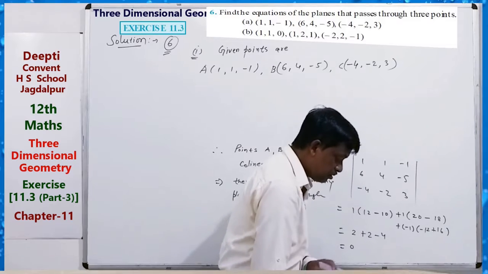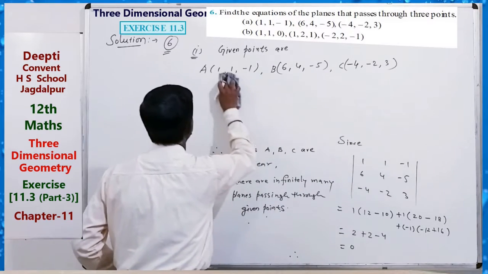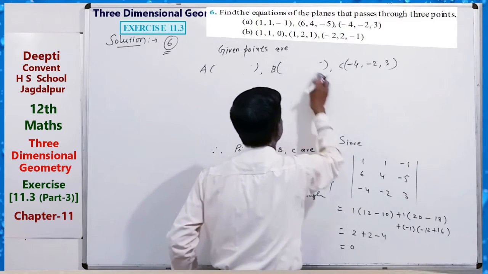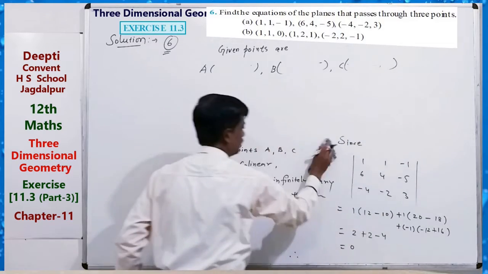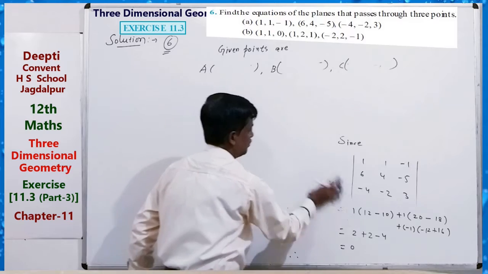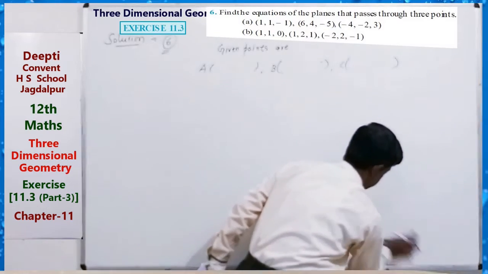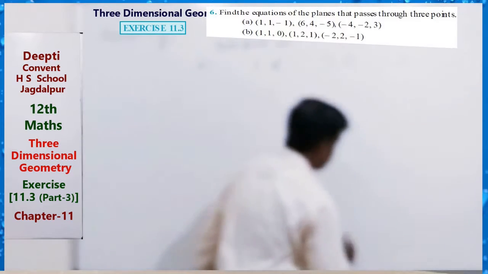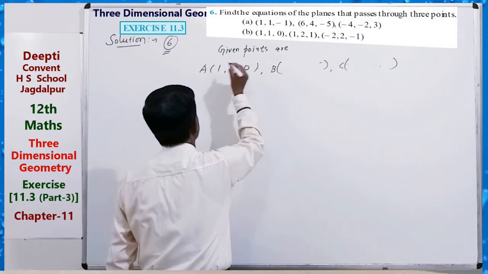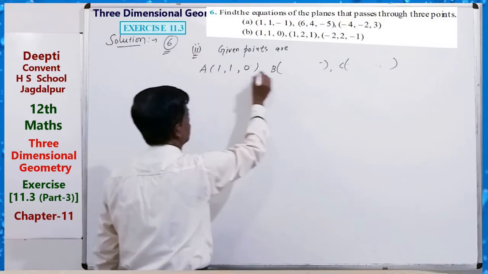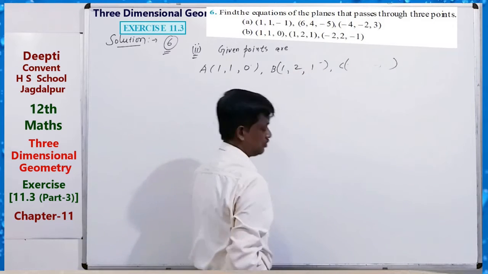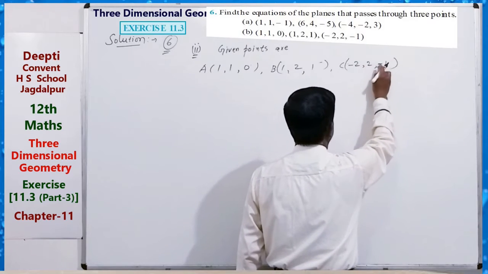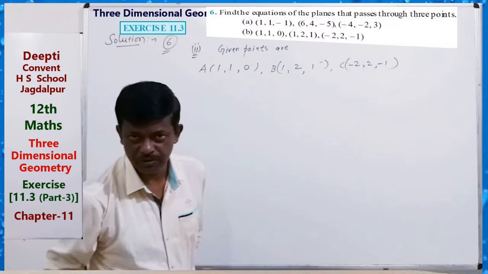Now the second set of points. The points given are 1, 1, 0; 1, 2, 1; and minus 2, 2, minus 1. Okay, these are the points for the second question.